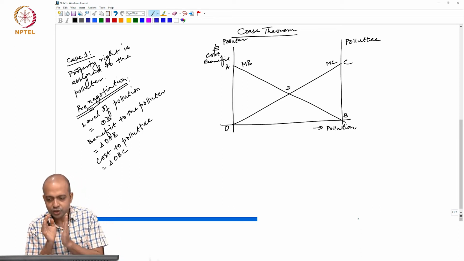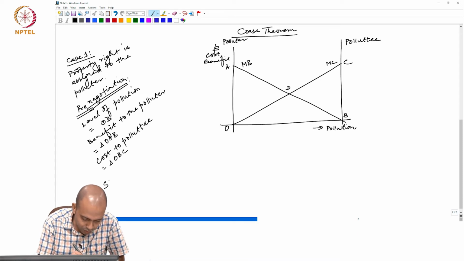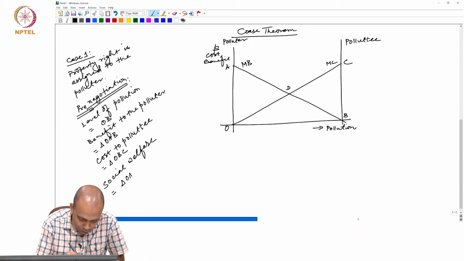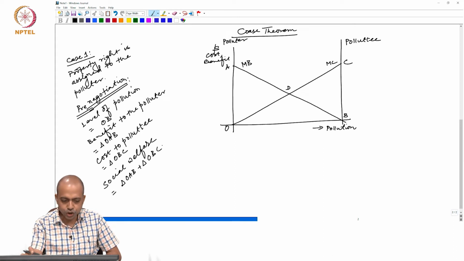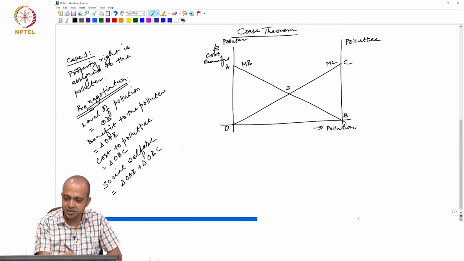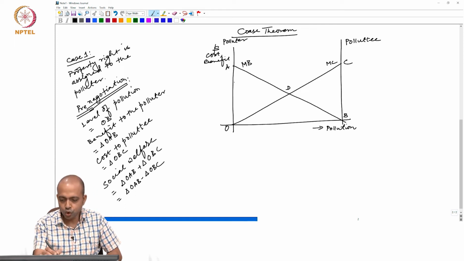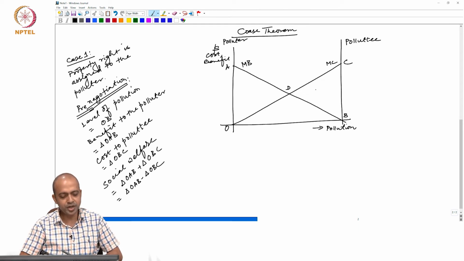If we assume that in a society we have only two individuals, the polluter and the pollutee, what is the social welfare then? Social welfare equals the summation of OAB, this triangle, plus OBC. Since this is a cost, we can say that the OBC triangle will have a negative sign. So, ultimately this is OAB minus OBC.